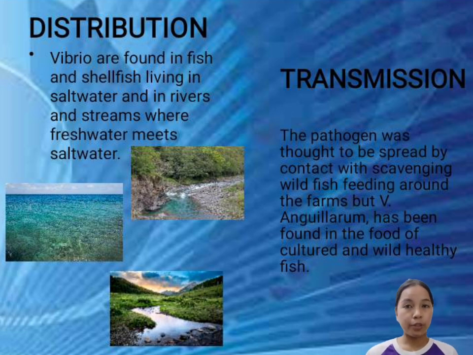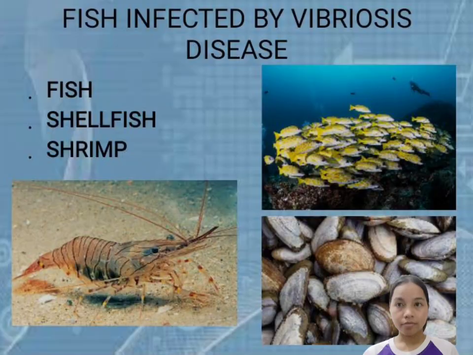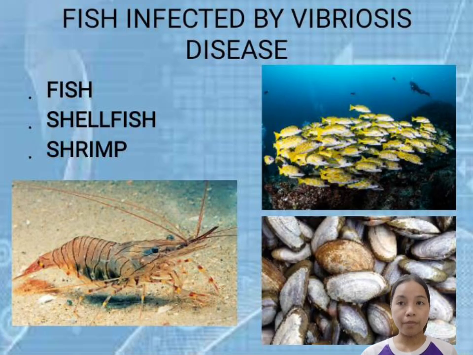Effective control and prevention of Vibrio anguillarum infection involves various measures, including good husbandry practices, proper water quality management, vaccination, and the use of antibiotics in severe cases. It is crucial to maintain strict biosecurity protocols in fish farms to prevent the introduction and spread of the bacterium. So the fish infected by vibriosis are fish, shellfish, and shrimp.